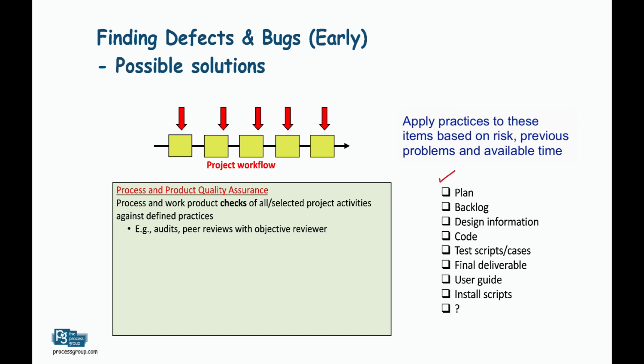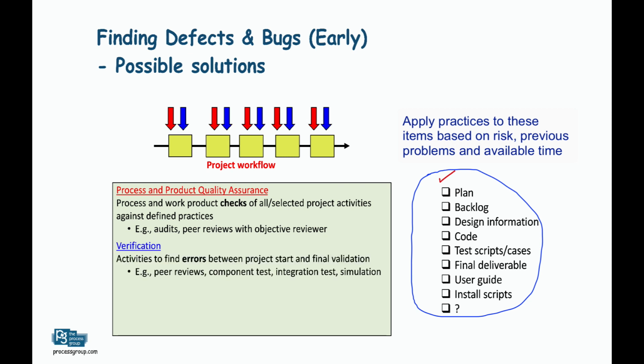Process assurance is typically accomplished by peer reviews and audits. An audit could be done by the Scrum Master and the team, or performed by a person outside of the team. Peer reviews and audits can be applied to planning, the backlog, design information, code, test scripts, final deliverables, user guides, and install scripts. It can be applied everywhere to find mistakes early on in the project. Process assurance ensures that the benefits of Agile are maintained over time. We're really just raising the bar from zero up to Agile.